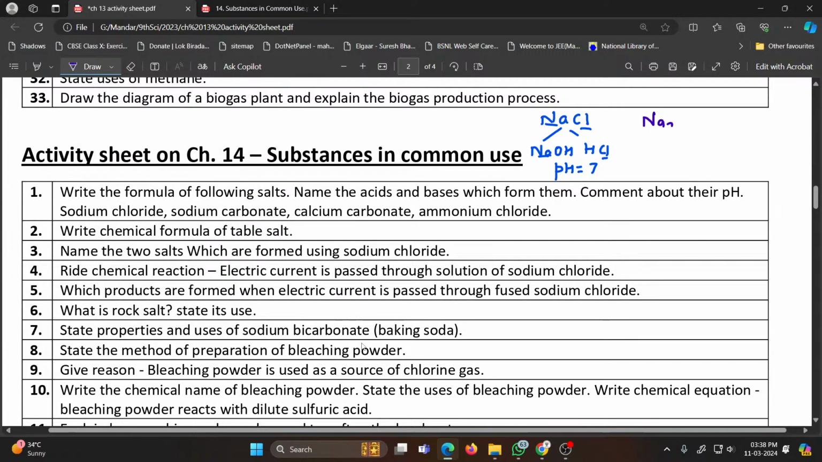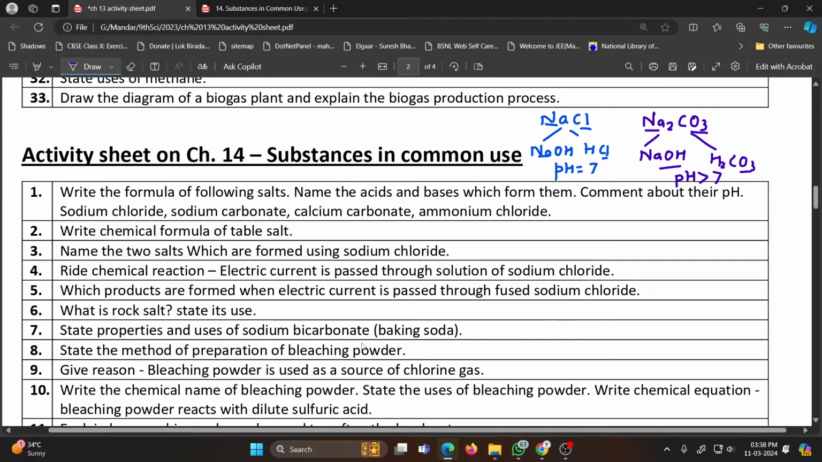Second salt is sodium carbonate. Formula is Na2CO3, and we know that it is derived from a strong base sodium hydroxide and a weak acid carbonic acid. So strong base, weak acid, salt is basic and its pH is greater than 7.